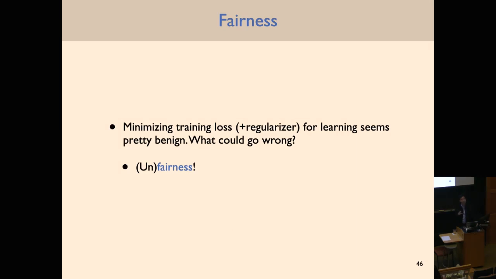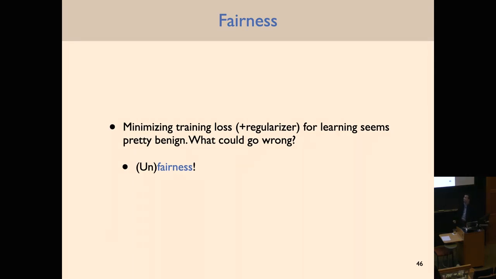So we've adopted a technical perspective on learning so far, right? We said we have this training data set, and we're going to find some neural network weights, maybe by adding a regularizer, but essentially by minimizing the training loss, just trying to fit our training data as well as possible. So what could possibly go wrong? It turns out there are lots of things that can go wrong.